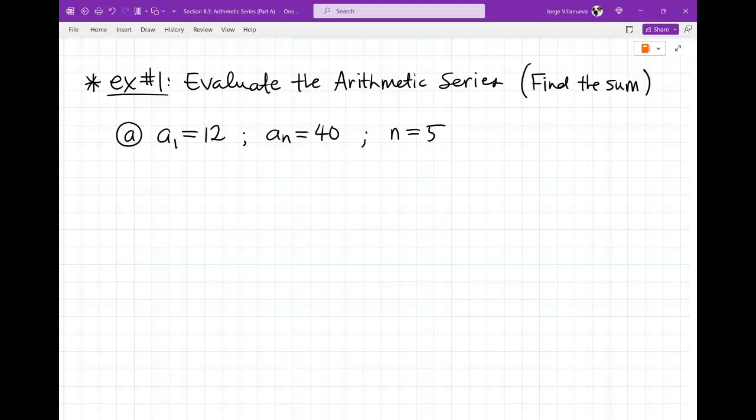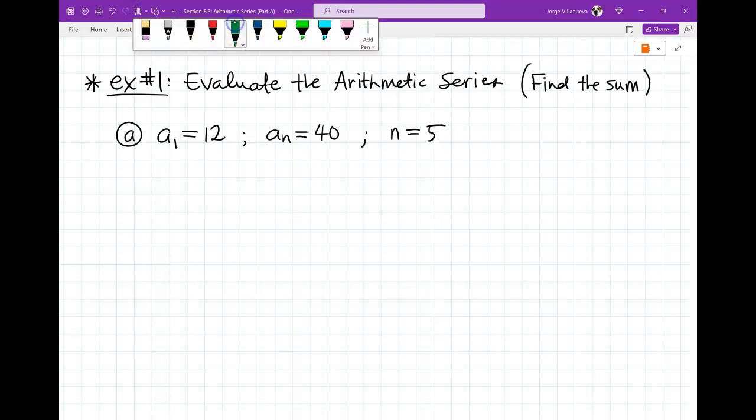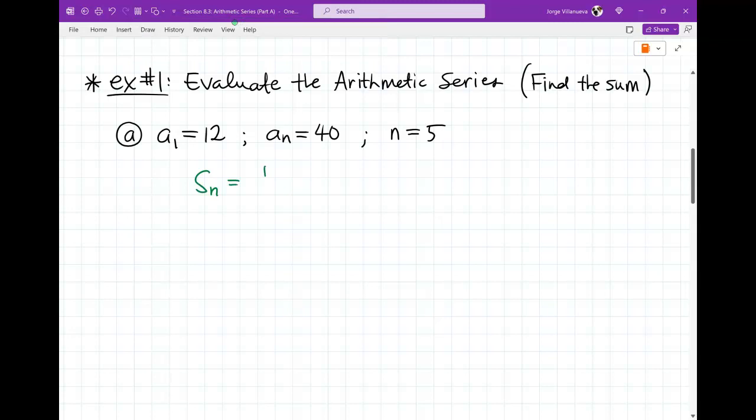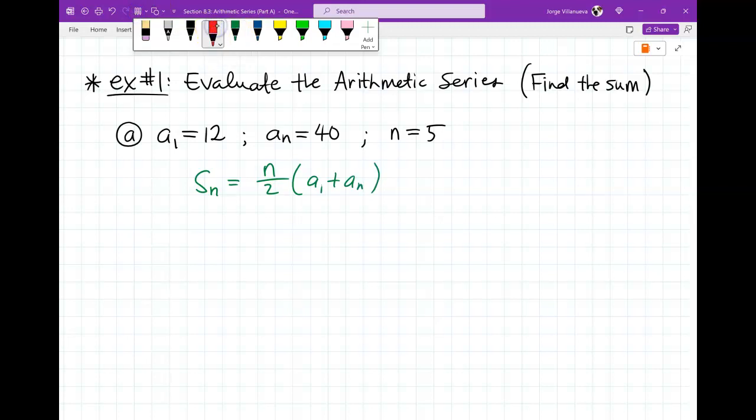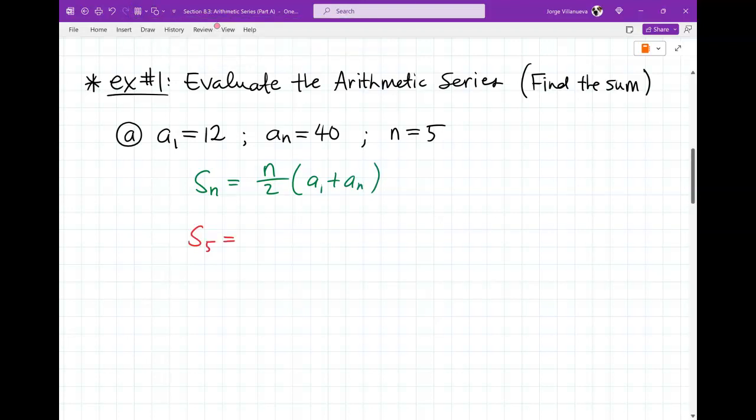So they told me to add up to 5 terms. So I'm going to put, well, let me write the formula really quick, just so you can see it. S sub n is equal to n over 2, a sub 1 plus a sub n. Now, we know that n is 5, so we're going to add the first 5 terms. Okay? Now, n is 5 over 2. A sub 1 is 12 plus a sub 5, right? That's my a sub n part. That's 40.